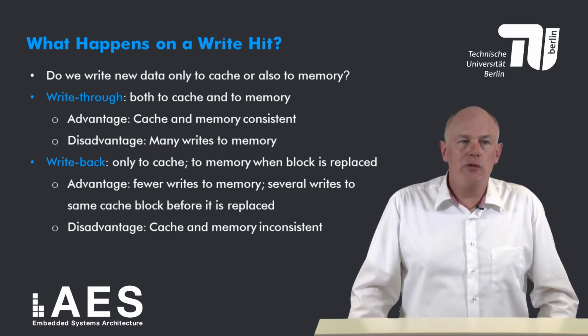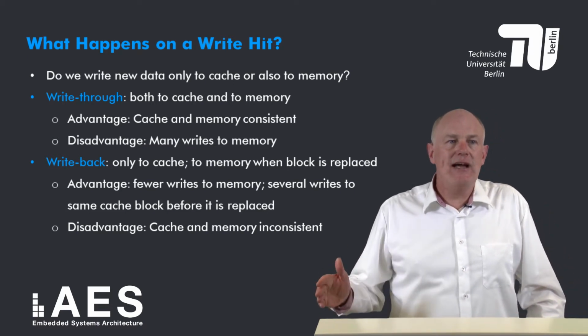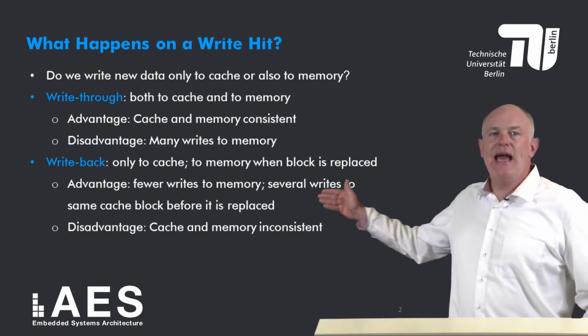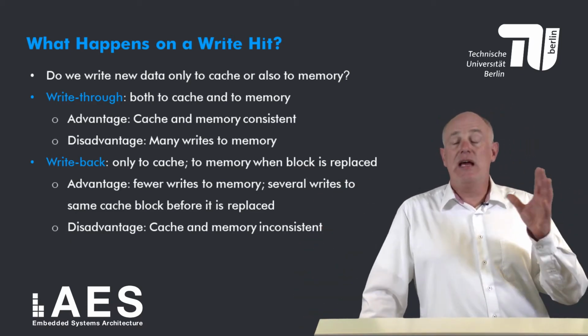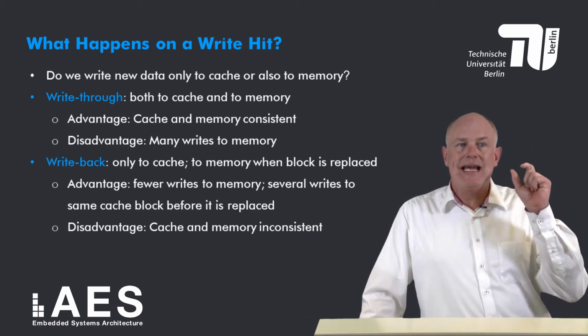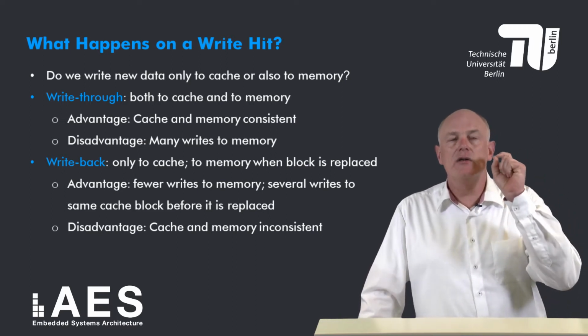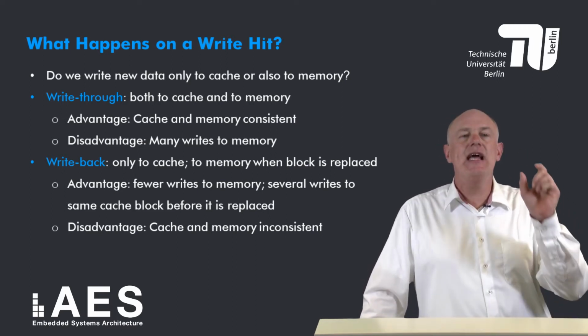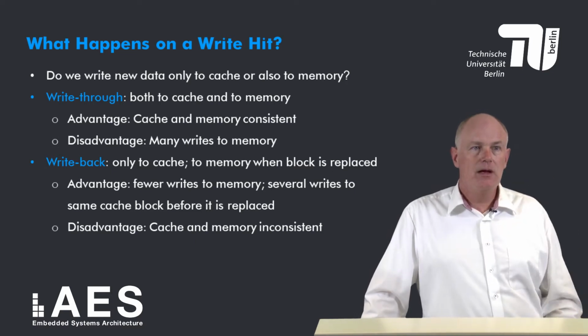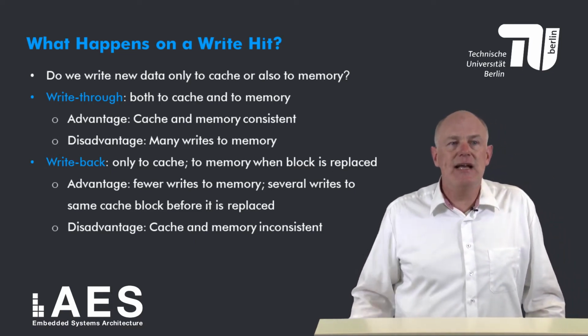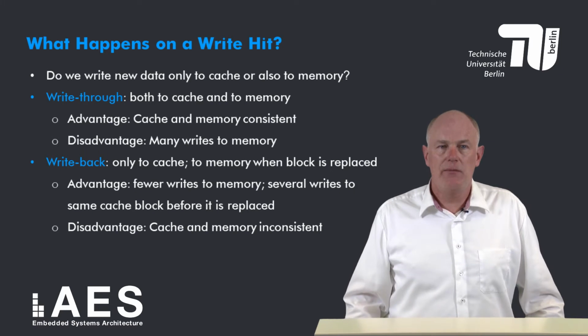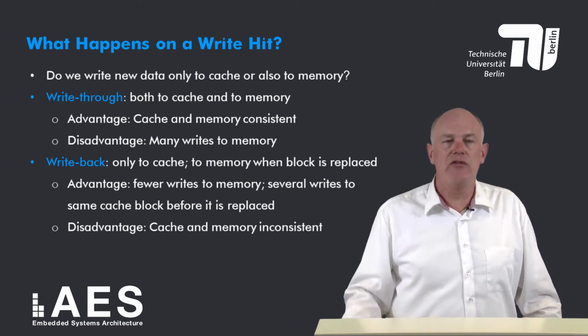In a write through cache, the new data is written both to cache and to memory. The advantage of this approach is that cache and memory are consistent at any time. They contain the same data. A disadvantage is that there are many writes to memory. Every new data word is written to memory.